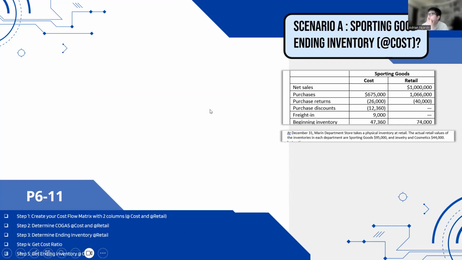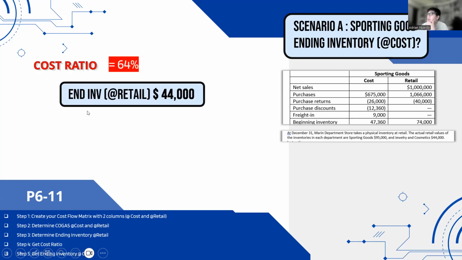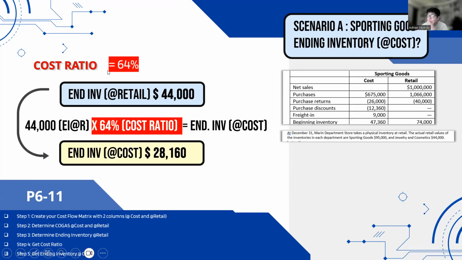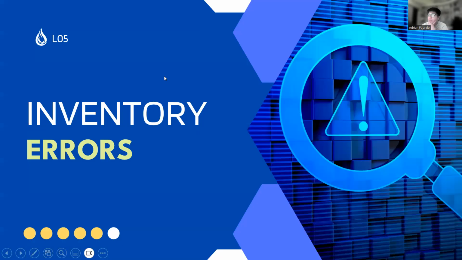Lastly, you have the jewelry cosmetics. So at the end, after that, they found out that the ending inventory was 44,000 at retail and the cost ratio was 64%. So how do you solve that? It's just 44,000 times the 64% cost ratio, which is equal to 28,160. So with that, we're done with the estimation method.